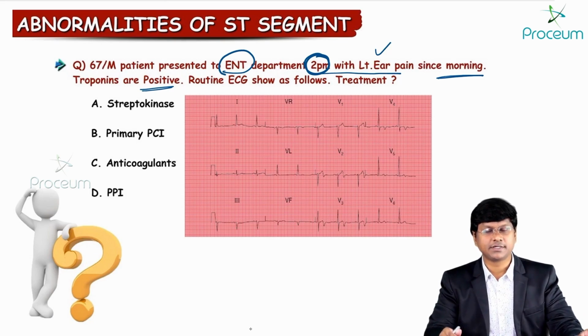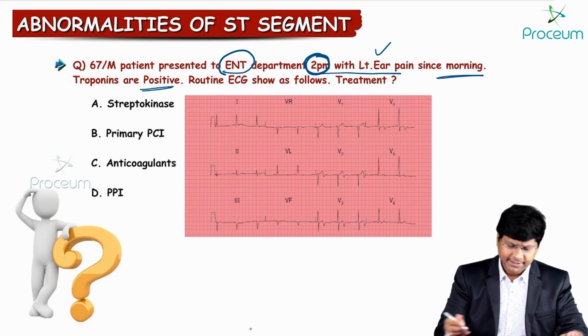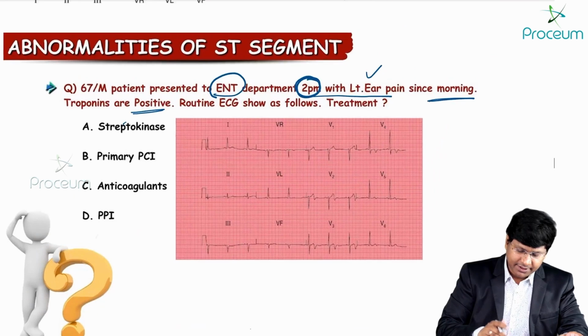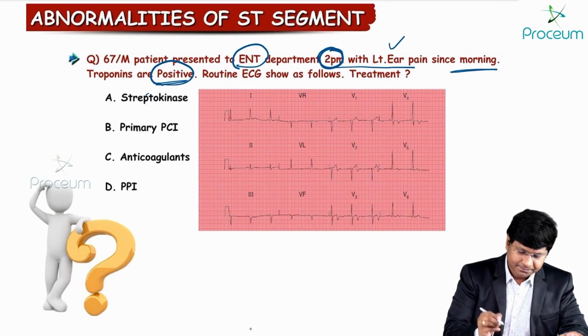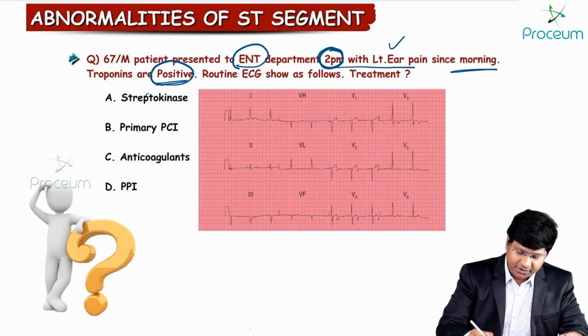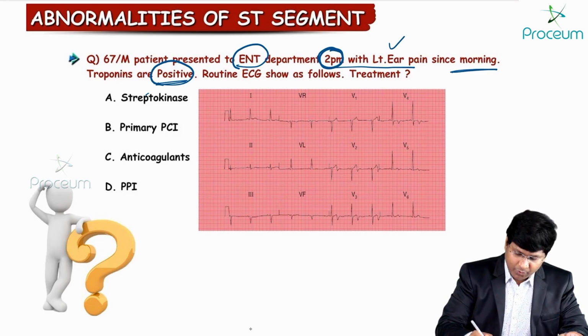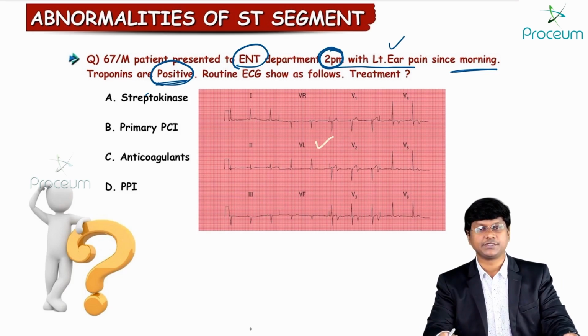So that ENT doctor was clever, and what he did was ask the patient to get an ECG as well as a troponin. The troponin, whenever it was done, was positive. And the ECG is as follows. Now, what is the treatment that you will give in this patient? Right? What is the treatment that you will give in this patient?